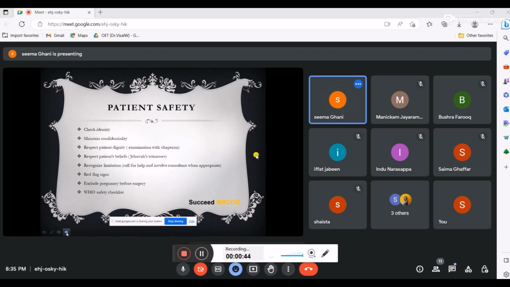Okay. So in patient safety, basically you have to check the identity, and you maintain the confidentiality if it is necessary, because in some scenarios you need to maintain the confidentiality, and after that the patient will open up to you. It's very important that once you're going for the examination, it should be in the presence of a chaperone. Okay, and you also respect the patient's beliefs if the patient is a Jehovah's Witness.